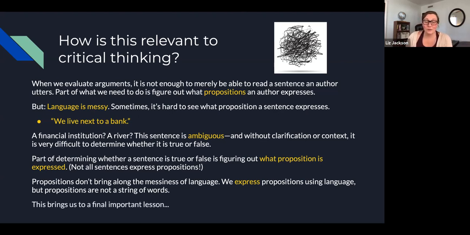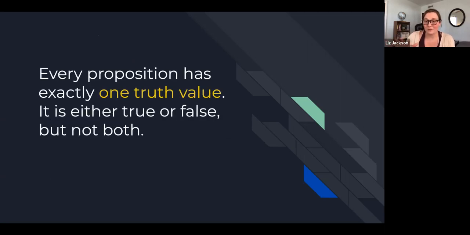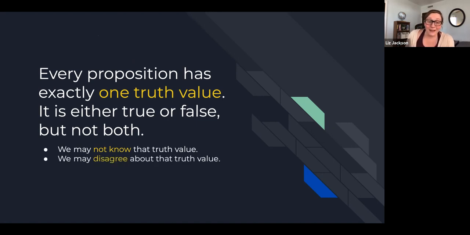So this brings us to our final important lesson, which is that every proposition, so every thought or idea, has exactly one truth value. It's either true or it's false, but it's not both and it's not neither. We may not know that truth value. We don't know how many hairs were on Socrates' head when he woke up on his 25th birthday. And we might disagree about that truth value. We disagree about whether God exists. But those propositions are either true or false, not both, and not neither.